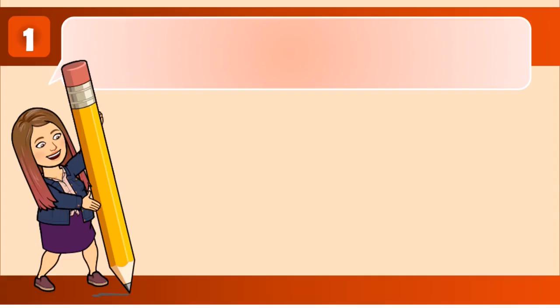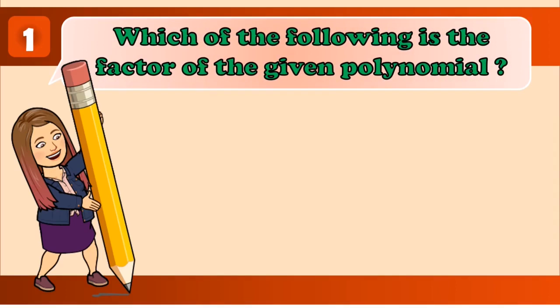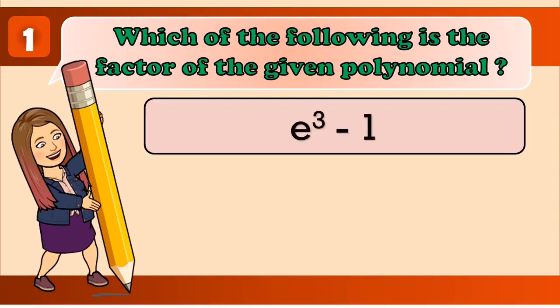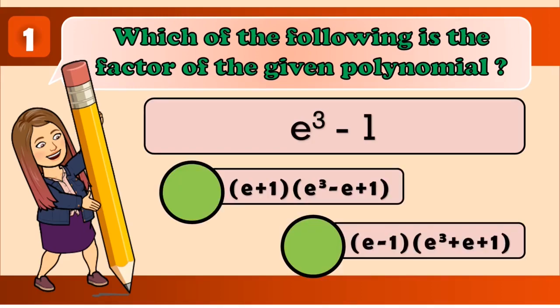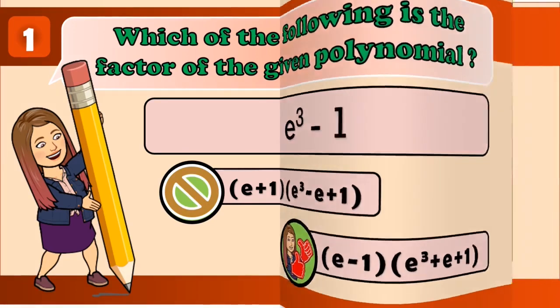Now, did you understand what we have discussed? Let's apply. Which of the following is the factor of the given polynomial e cubed minus 1? You're given two choices. Try it on your own. Pause. Do you have the answer? Yes. It is the quantity of e minus 1 multiplied with the quantity of e squared plus e plus 1.